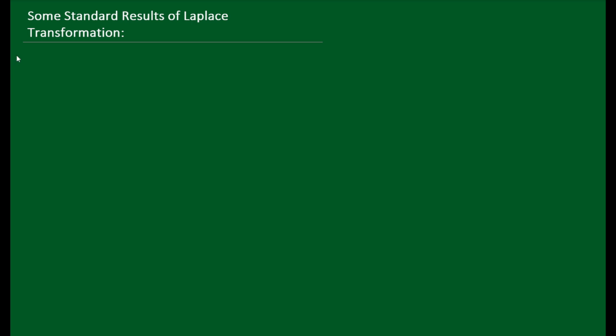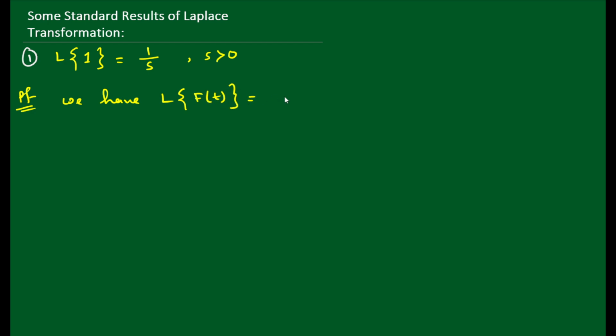So what is the first result or formula? The Laplace transformation of 1 is equal to 1 by s, where s is greater than 0. Okay, so how to get this? We know that the Laplace transformation of f of t is the integral from 0 to infinity of e to the power minus st times f of t dt.